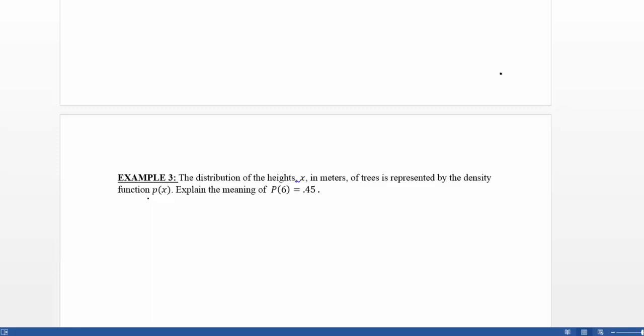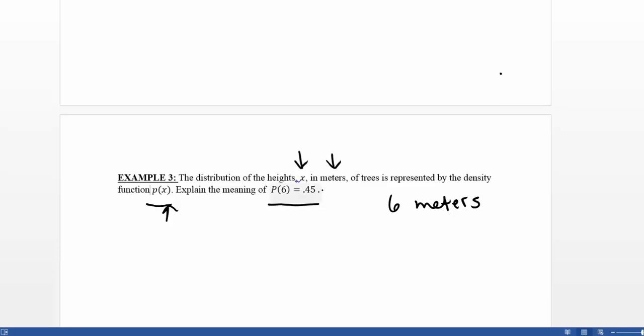So here, notice our density function is little p of x, but we're asking a question about capital P of x, which means that we have found the antiderivative. So we're talking about the cumulative distribution function of this particular density function. The value inside our functions is x, which we know is talking about meters. So the 6 here is talking about the heights of trees in meters. Now remember, the cumulative distribution function tells us the percentage of a characteristic that happens up until a certain point.